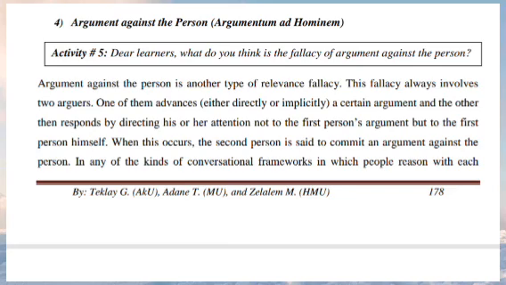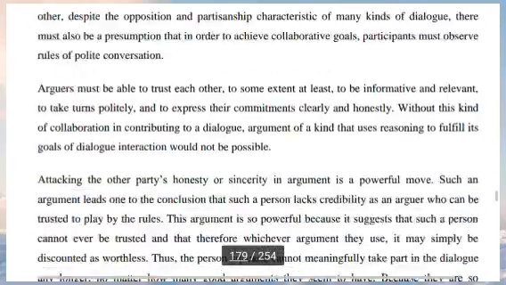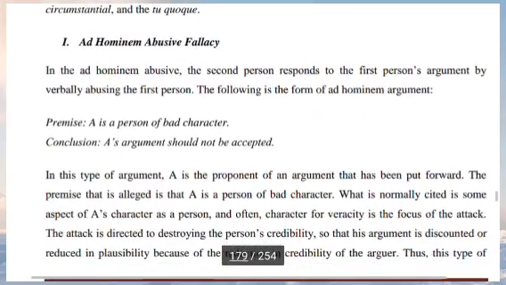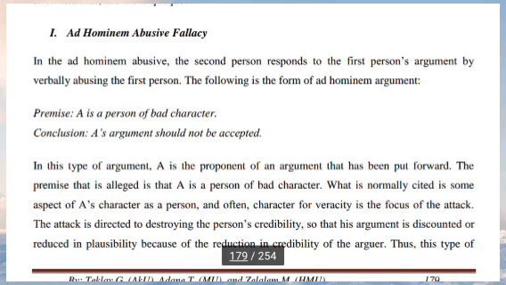And when this occurs, the second person is said to commit argument against the person, and the argument against the person occurs in three forms: abusive, circumstantial, and tu quoque. So the first one, abusive: the second person responds to the first person's argument by verbally abusing the first person. Abusive means directly insulting the person, not in relation to the argument given but just insulting. When the second person's response is insulting, it is called abusive.